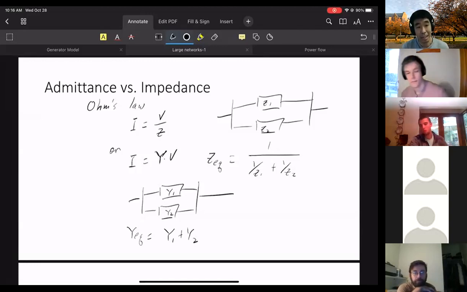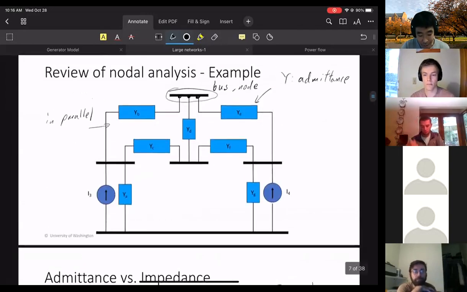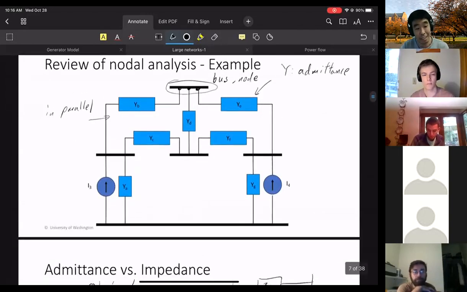So the reason we talk about admittance rather than impedance is that when all these things are in parallel, I don't want to do all those sort of inversion things. I want to just add things together, instead of doing one over, adding, then doing the one over thing again. Okay.